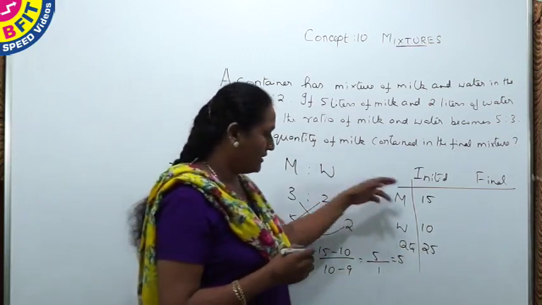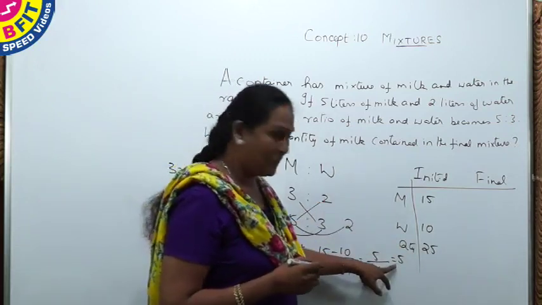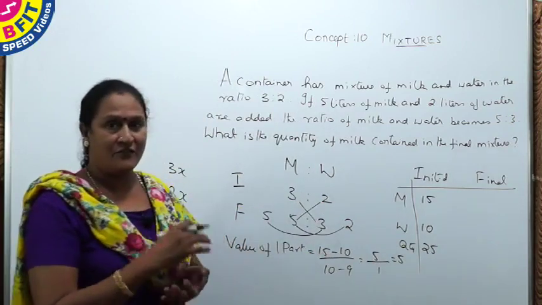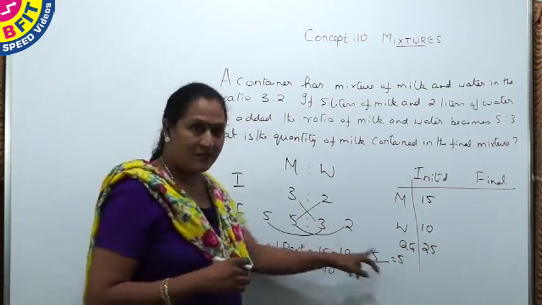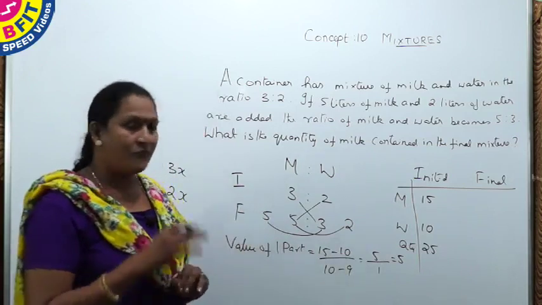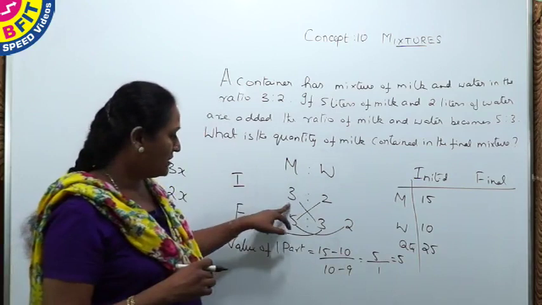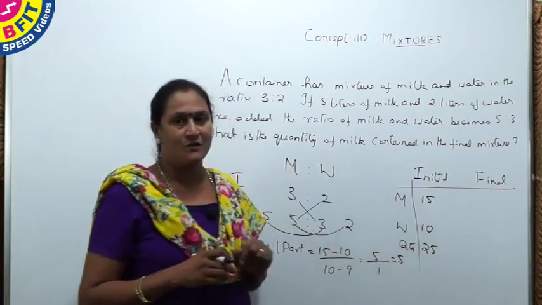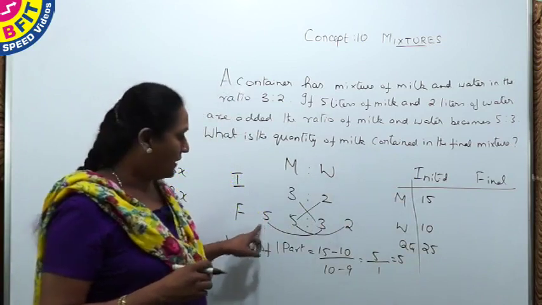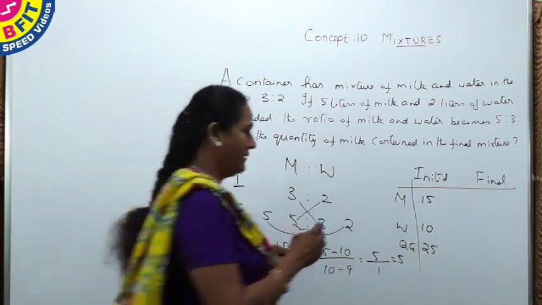To find the initial values, we have multiplied the value of one part with the first row only. If they ask for the final values, don't multiply this with the second row. Only with the first row we have to multiply. So if the final value is asked, initially 15 liters of milk was there in the mixture, and you are adding 5 liters of milk. So add 5 to this initial quantity.